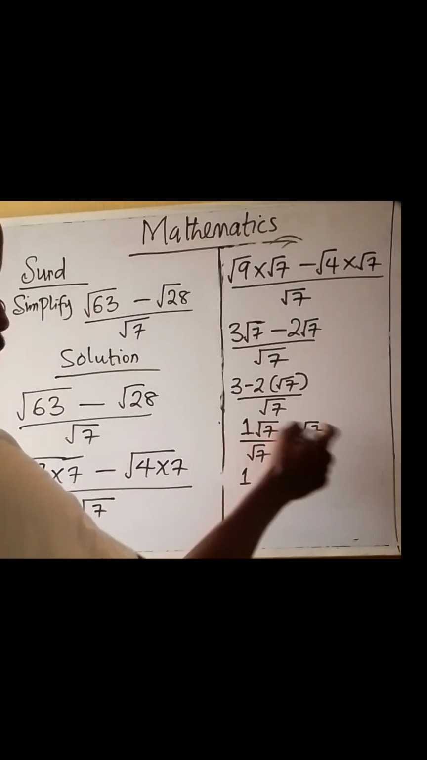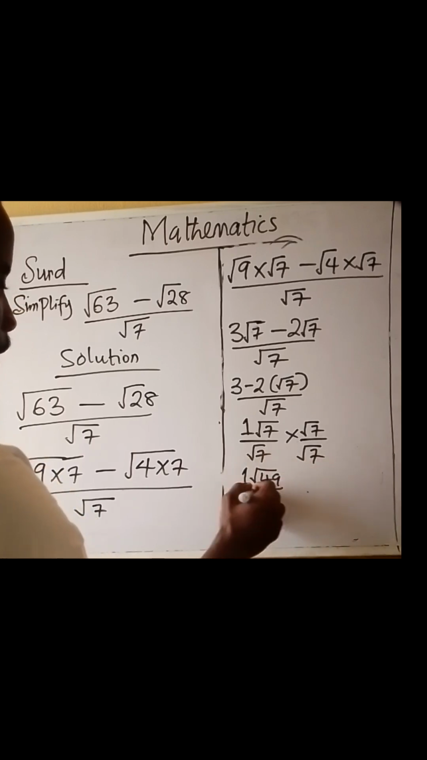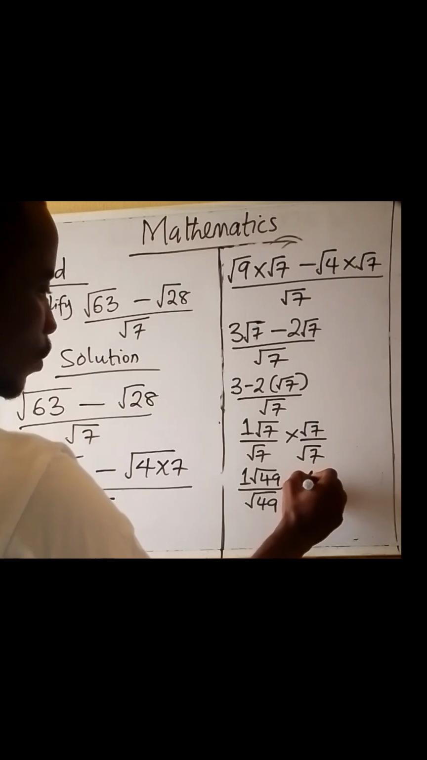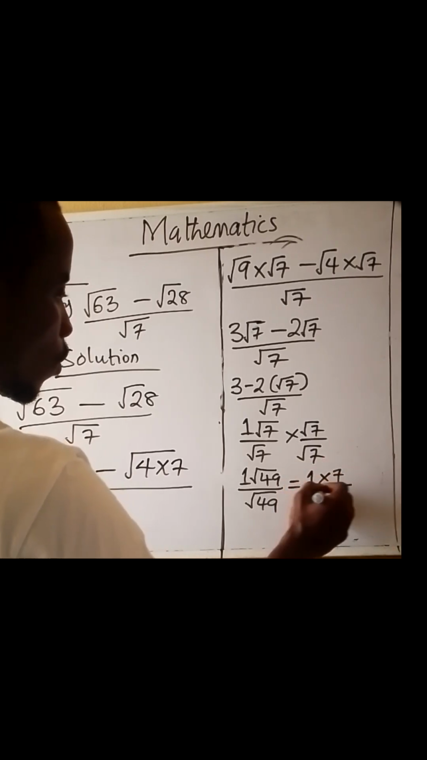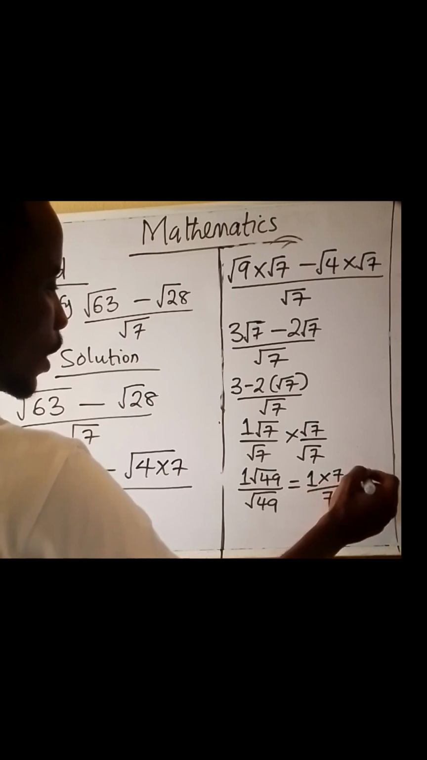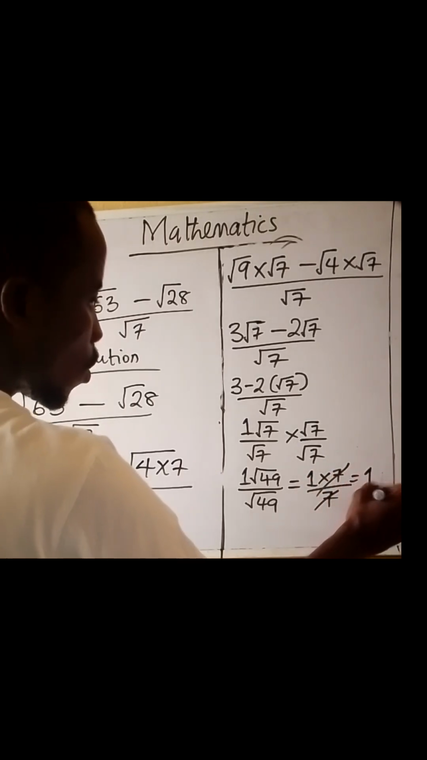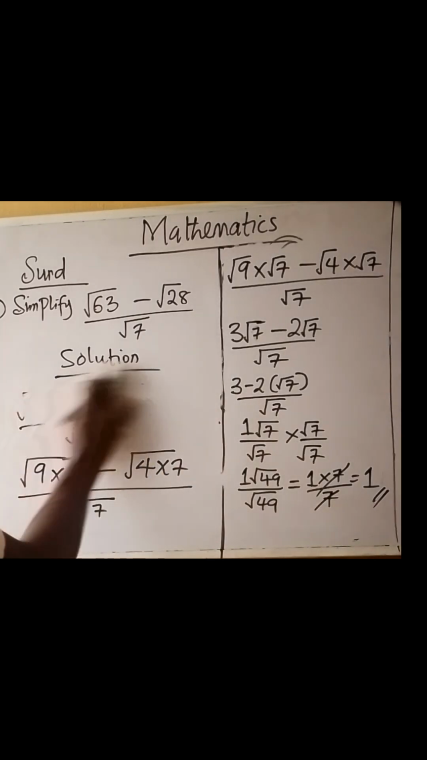So have it as 1 root 7 times root 7, which is root 49, over root 7 times root 7, which is root 49. The square root of 49 is 7. 1 multiplied by 7 over 7. 7 cancels 7, so my answer is equal to 1. Or from here I can still cancel this out to get my answer as 1. So while solving this, my answer is equal to 1.